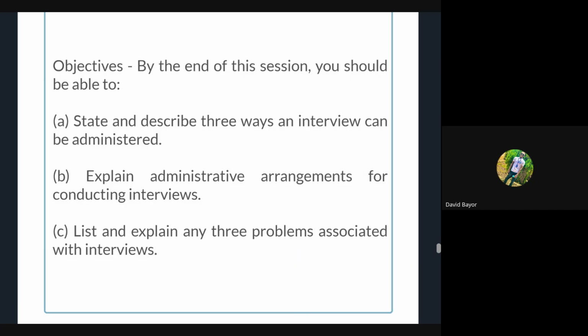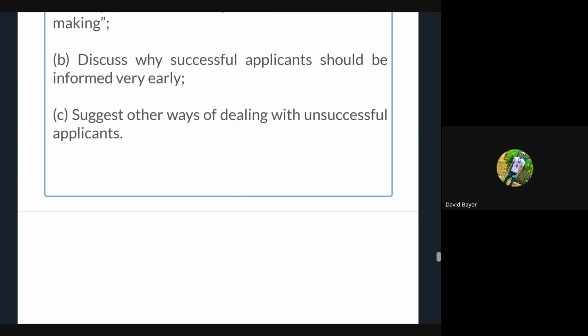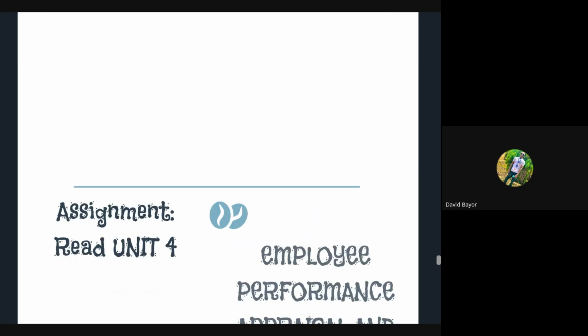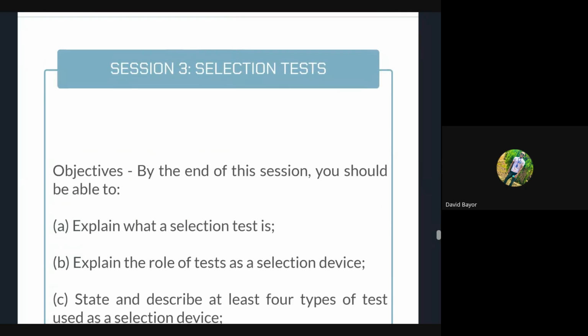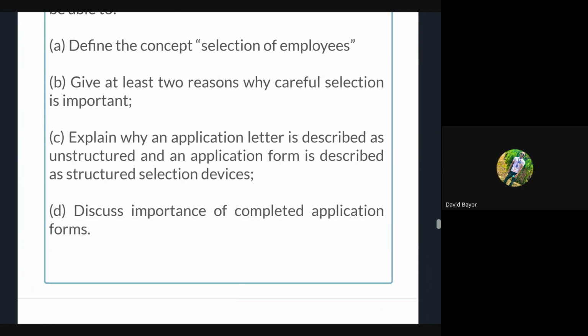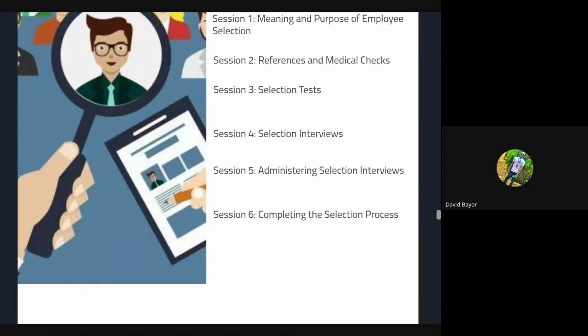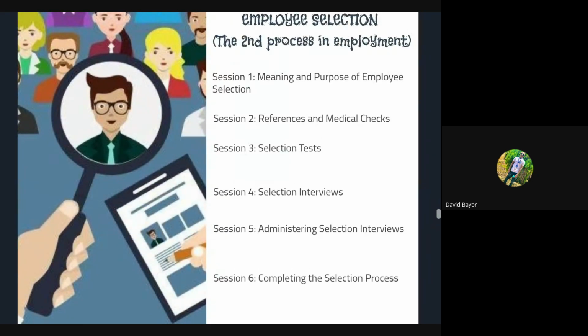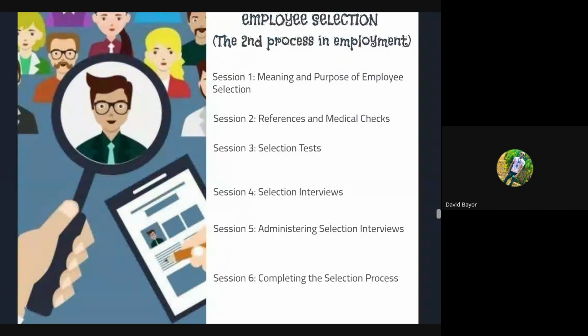Meaning and purpose of employee selection. After that, you come to the objectives. By the end of this session, you should be able to define the concept of selection of employees. Give at least 2 reasons why careful selection is important. Explain why application letter is described as unstructured and application form is described as structured selection device. Discuss importance of completed application forms.